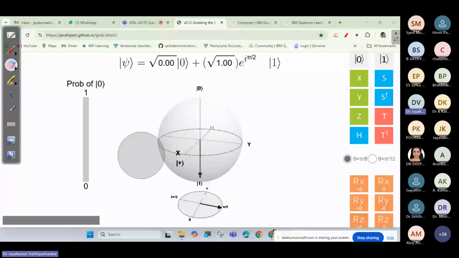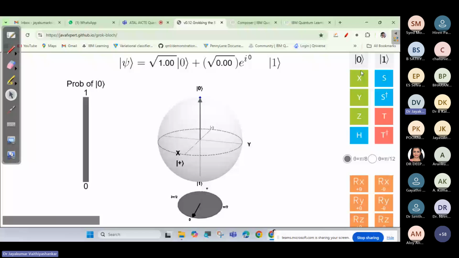Now we are in state 0. Click state 0. Click Y gate. You can see bit flip along with phase flip pi by 2. Again, over here, click Y gate. It will go back to state 0. So applying two Y gates next to each other will cancel each other's effects. Okay. Click state 0.